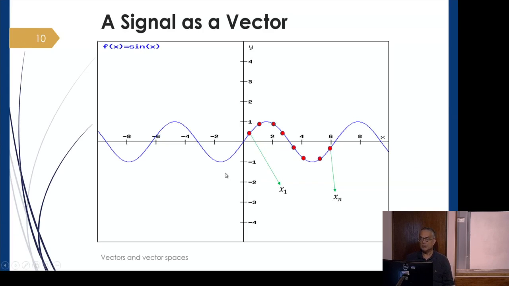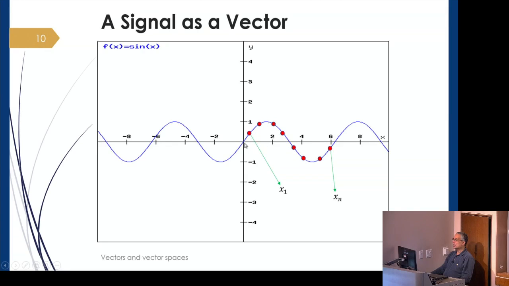So here is an example. You have here a signal, and the portion which I am pointing to with the red dots on it is one period. This is the beginning, the origin, let's say, and that's the end. And so you have a set of samples here, x1 through xn, that capture the signal. This is, of course, the very commonly used sine function.